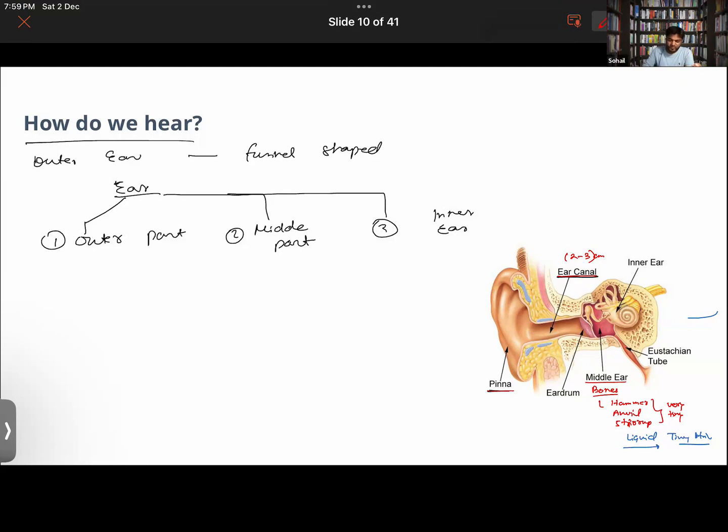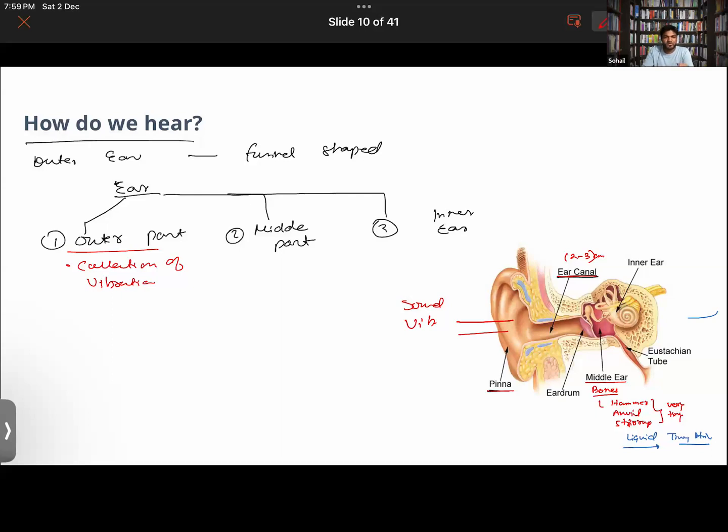So the sound wave will be coming here. So what is happening here? Sound vibrations are coming. It will be collected by the ear pinna. Remember that. So what is the outer part doing? It is doing collection of vibrations.